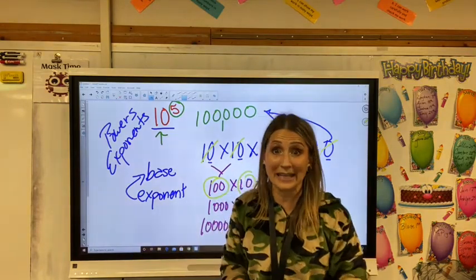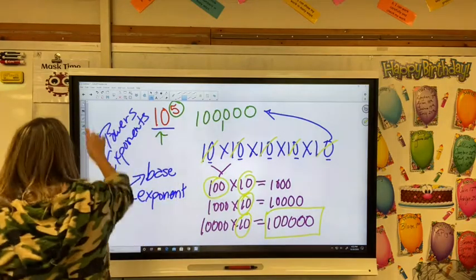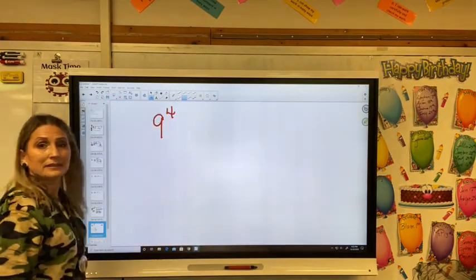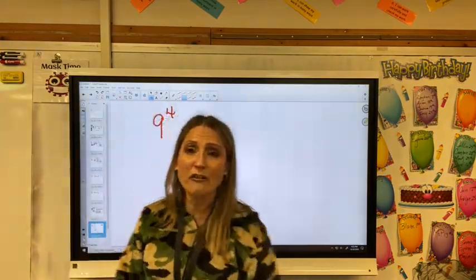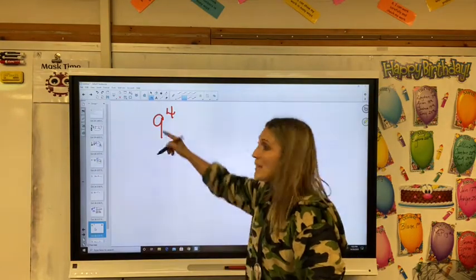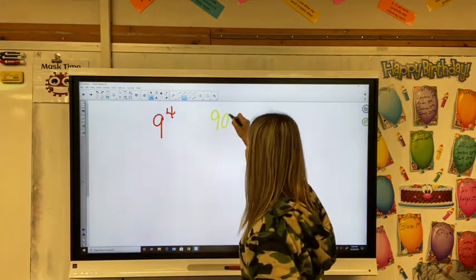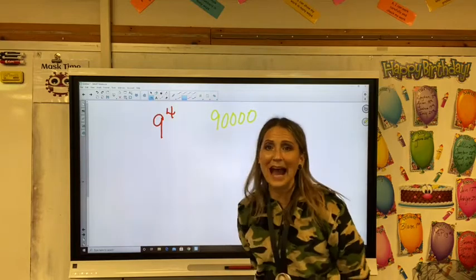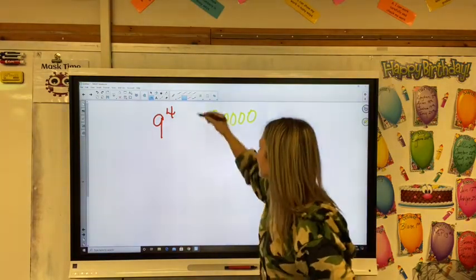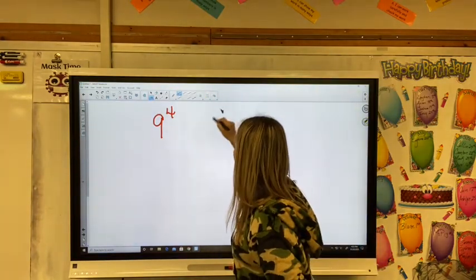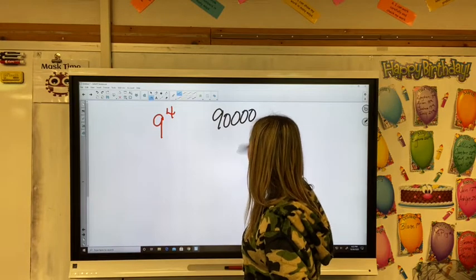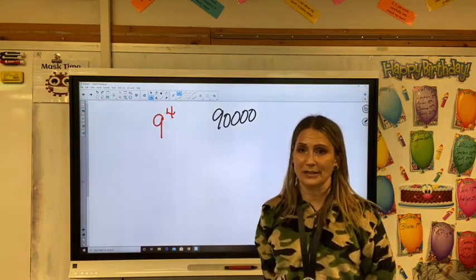It could be any other number, such as this. It could be 9 to the fourth power, sixth graders. And this answer is not 90,000. Oops, it's in yellow. Let me do it in a dark color. That answer right there is not 90,000.